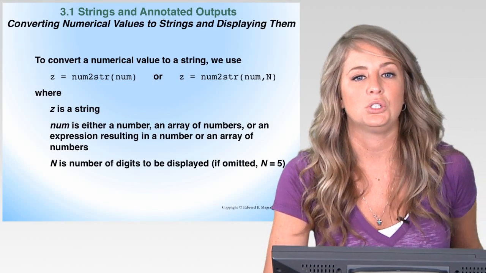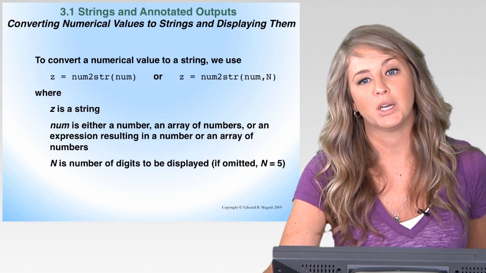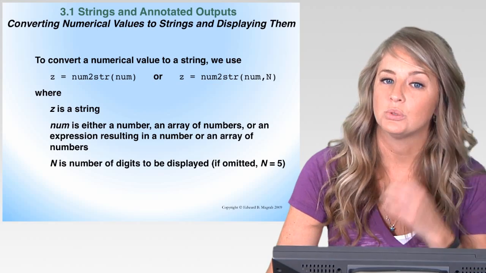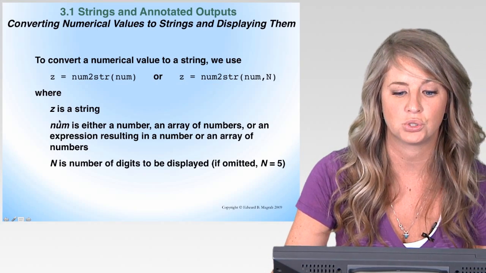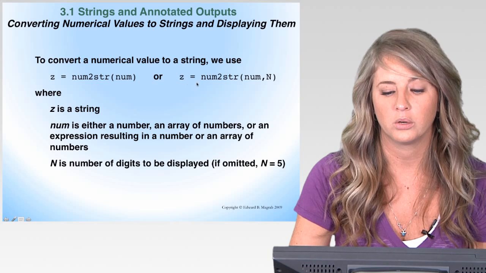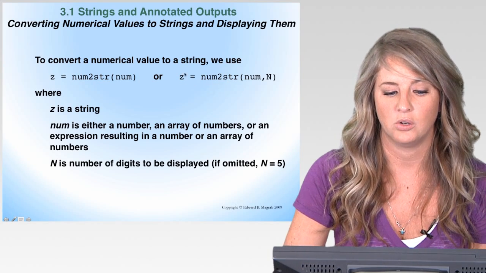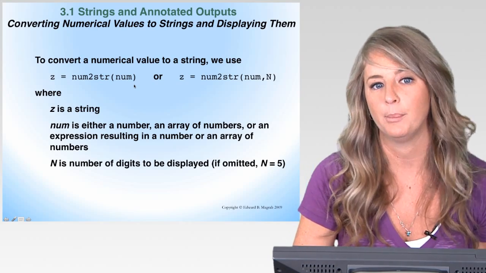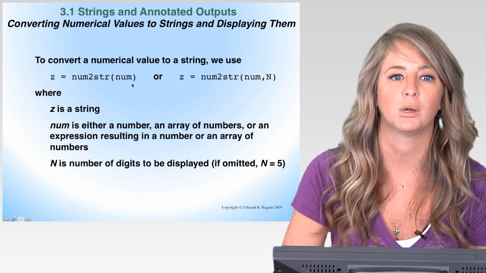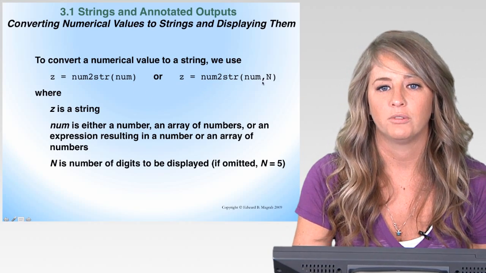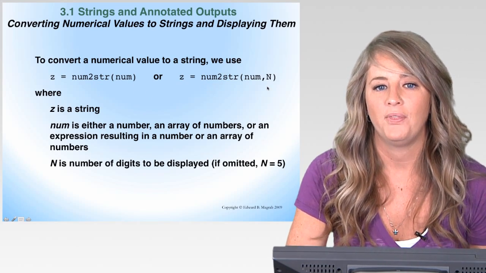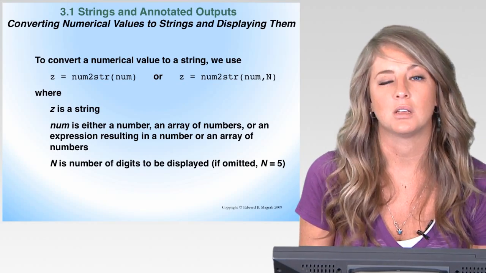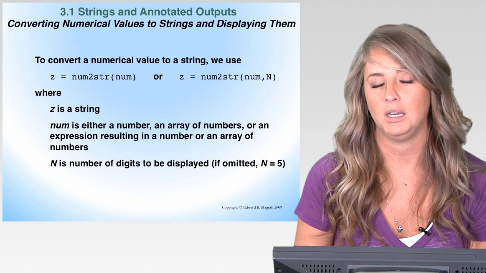We do have the ability to convert numerical values to strings and to display those numerical values. To convert a numerical value to a string, we use this num to string function here. Or there's also this notation. So num is just going to be your variable. It's a number, an array of numbers, or an expression resulting in a number. The n in the second notation is the number of digits that you want to display. If you leave that out, it's automatically going to default to n being equal to 5.